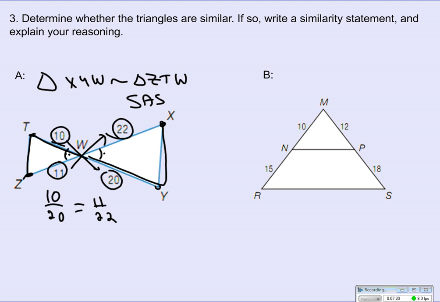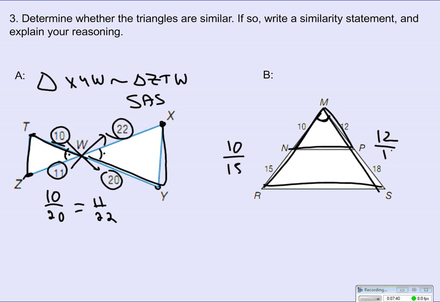Letter B is one that kids get confused a lot. There's actually two triangles here. There's the little one and then the big one. If I just look at the little one, first off, M is part of both triangles. So here's what everybody does. Everyone starts looking, oh, it's 10 over 15 and that's 12 over 18. Absolutely not.